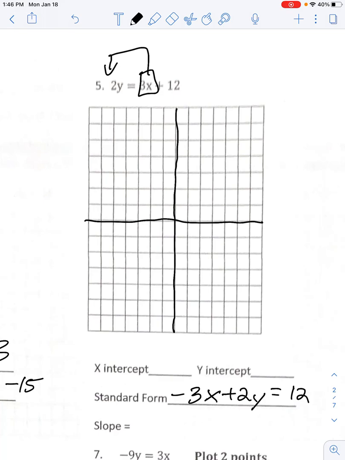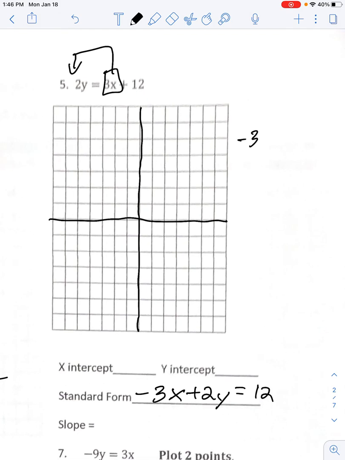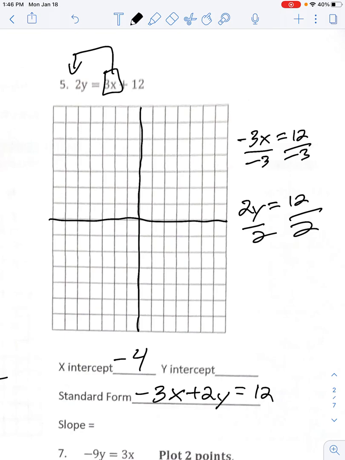Okay, and then for the x-intercept, I'm going to take the y out. For the y-intercept, I'm going to take the x out. So I'm going to divide by negative 3, so x is negative 4. All right, and then I'm going to divide by 2, so y would be 6.